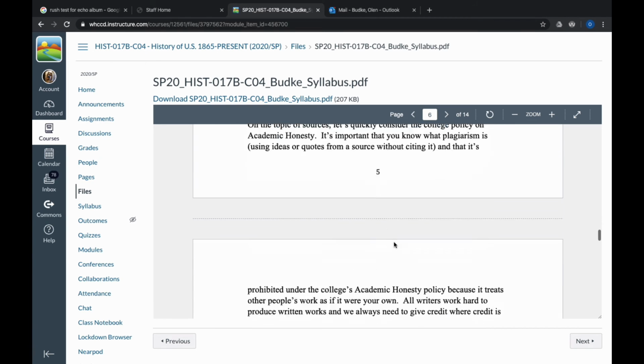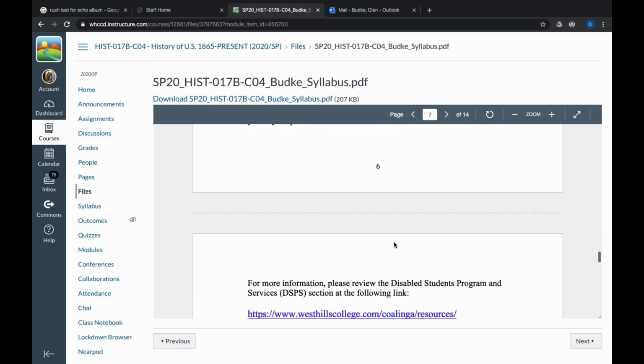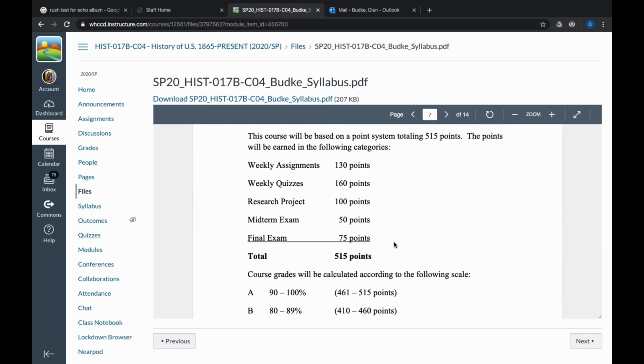All right, I'm going to scroll through to the grading. The grading is basically structured in this manner. 515 points possible. We have 130 worth in the weekly assignments, 160 in the weekly quizzes. By the way, the weekly quizzes are open notes, open book. So these should be places where you can score high as long as you're doing your due diligence and going to your textbook to get the information. And then make notes of that because a lot of the questions from these quizzes will show up on exams.